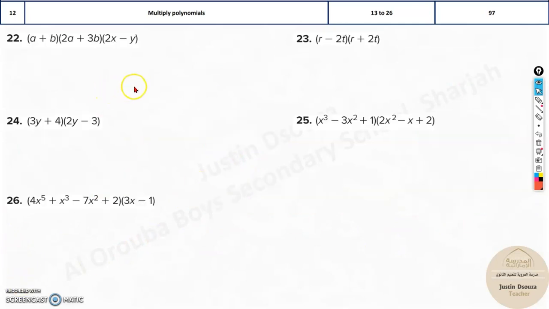There are a few more problems over here. The same way to solve, very straightforward. But there's one thing I want to point out over here. That is this particular problem. It is r minus 2t, r plus 2t. There is an identity that is a plus b, a minus b.